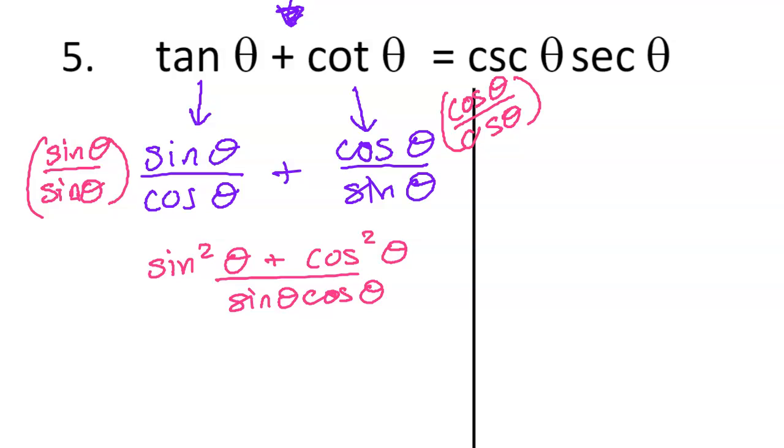So great. Everything is in terms of sine and cosine. Now is the time to look for an identity. Do I see an identity either in the numerator or the denominator here? What about the left?